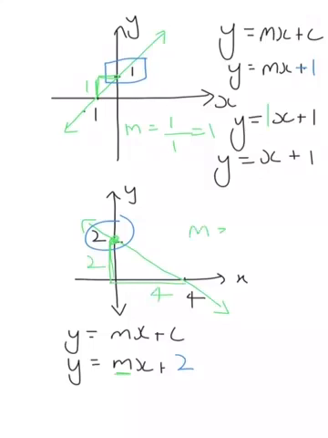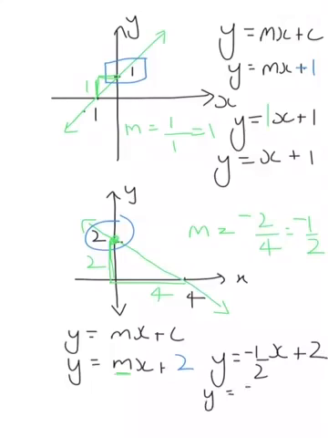So even though my gradient looks to be 2 over 4, which is a half, because I'm going down across the page, it's a minus 2. So in this case, my gradient is minus a half. So the equation of this line becomes y equals minus a half x plus 2. I could also just write that as y equals minus x on 2 plus 2.